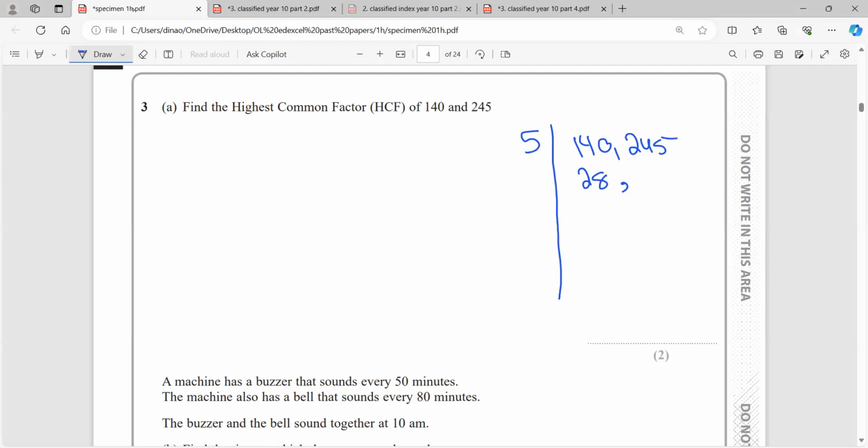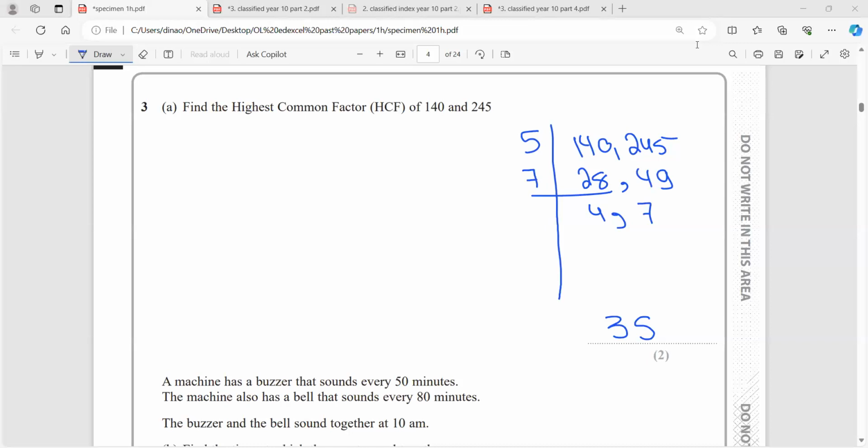Okay? Then 245 divided by 5 is 49. Both are divisible by 7. 28 divided by 7 is 4. And then 49 divided by 7 is 7. So the highest common factor over here is 35. This is an easy question, as you need to write the working out over here, which is 5 times 7. Okay, as you can see this is an easy question.